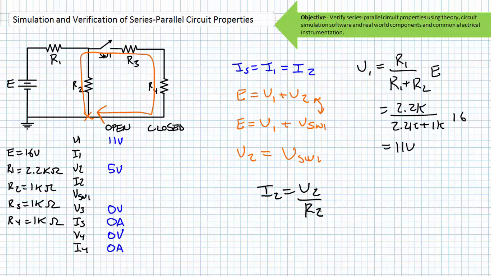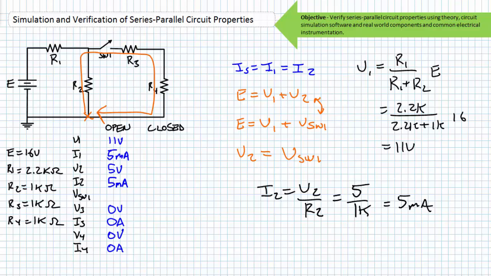We can use Ohm's law to solve for the current through R2, where I2 equals V2 divided by R2. Substituting in the necessary values, we find I2 equals 5 milliamperes. Given the open switch 1 makes this a pure series circuit, we can use the most fundamental of series circuit properties to determine I1.